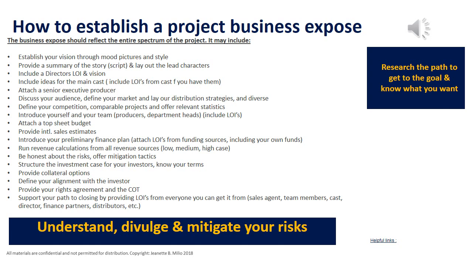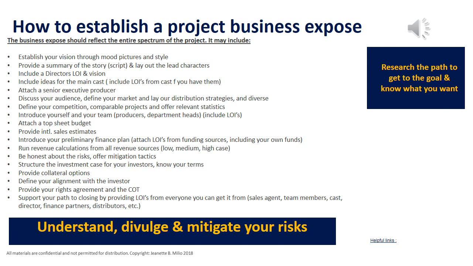You would obviously introduce yourself and your team as well as your department heads, and if you have LOIs for some of the department heads, it would be great to attach them as well. You would put a budget together, but you only need to put a top sheet in your business exposé. You would provide your international sales estimates. You can make them yourself, but it would be good if you have a sales agent that would put a stamp on it. You would then figure out what your preliminary finance plan would look like.